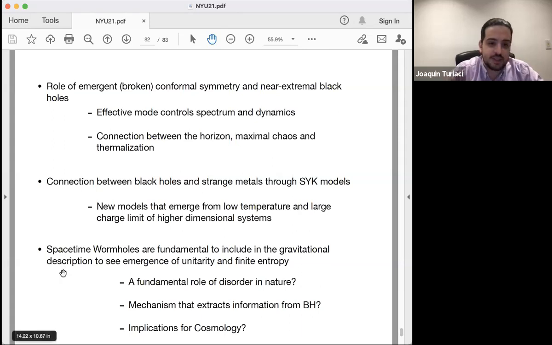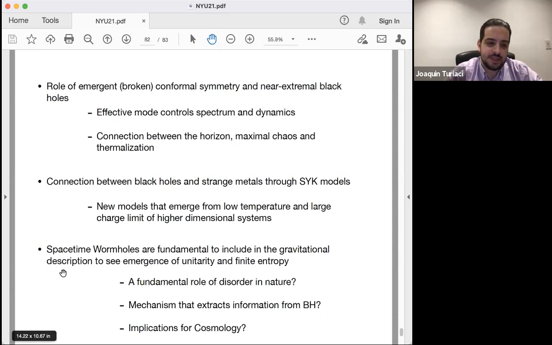And finally, I mentioned that spacetime wormholes are fundamental to include to see the emergence of unitarity, and also the finite entropy that is fundamental to answer questions like the information paradox. An important question is, how fundamental is the role of the disorder that we see in these toy models of 2D gravity? Should we change the hypothesis from quantum mechanics to allow an average of quantum mechanics or not?